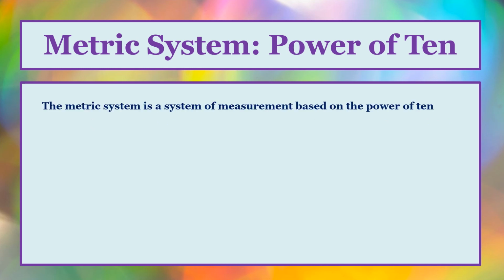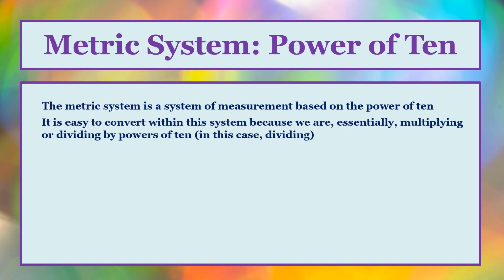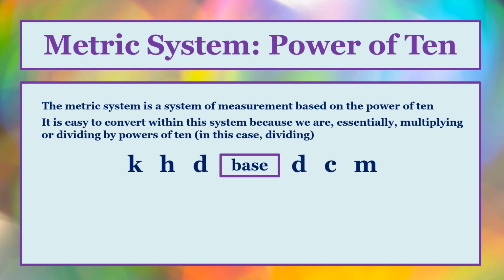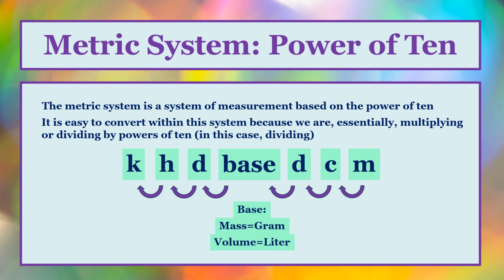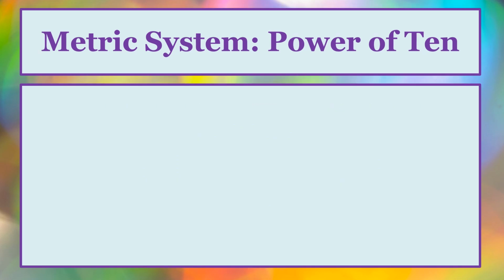We're going to continue with this concept of the powers of 10. And again, it's easy to convert within this system because we're essentially multiplying or dividing by powers of 10. And in this case, we're going to divide. So we have our metric system here with our base, and we're going to start with milli, which is 10 times smaller than centi, which is 10 times smaller than deci. That is 10 times smaller than our base, which is 10 times smaller than deca, which is 10 times smaller than hecto, which is 10 times smaller than kilo. Again, our base is going to be either mass, which is gram, volume, which is liter, or distance, which is meter. Let's continue with this concept and put it into practice.